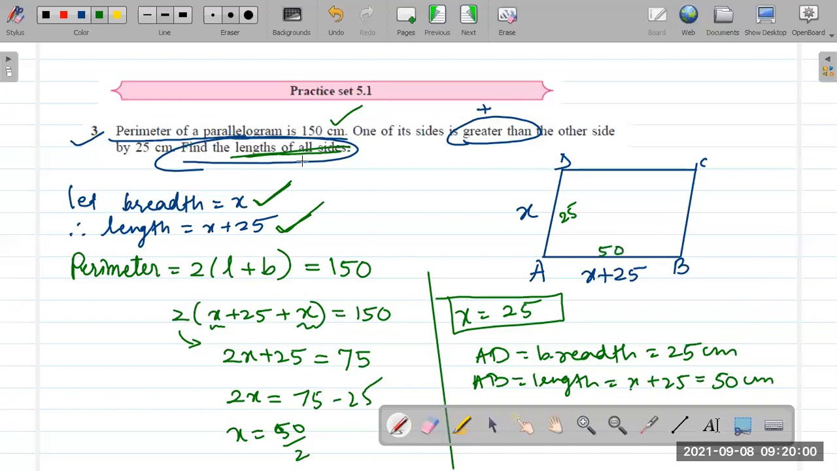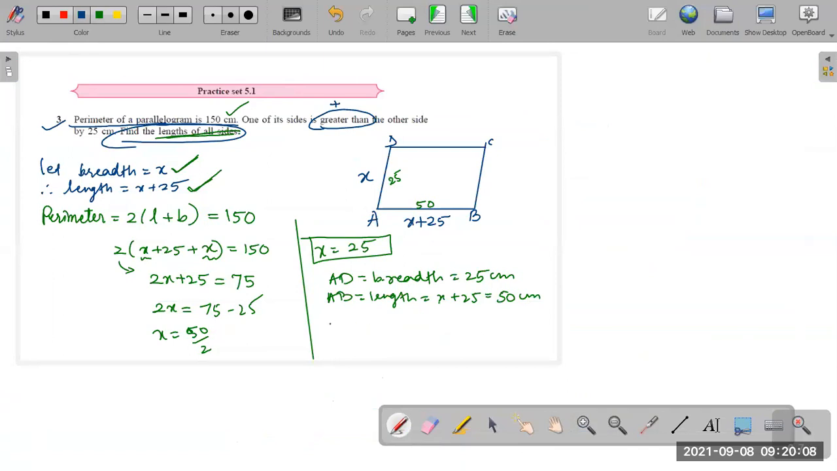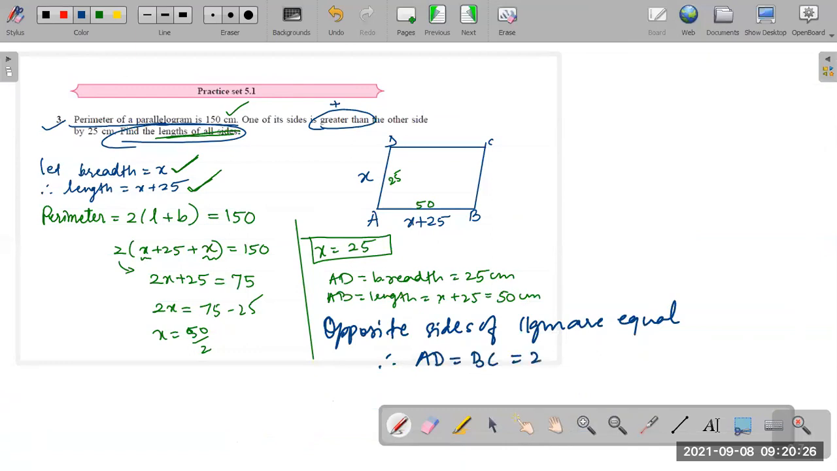We are asked to find the length of all the sides. So length of all the sides will be, we know here the property. What is the property? Opposite sides of a parallelogram are equal. Okay, please mention the properties wherever you're using. Opposite sides of a parallelogram are equal or congruent. Therefore, AD will be equal to BC, that is equal to 25 centimeters, and AB will be equal to DC, that is equal to 50 centimeters.